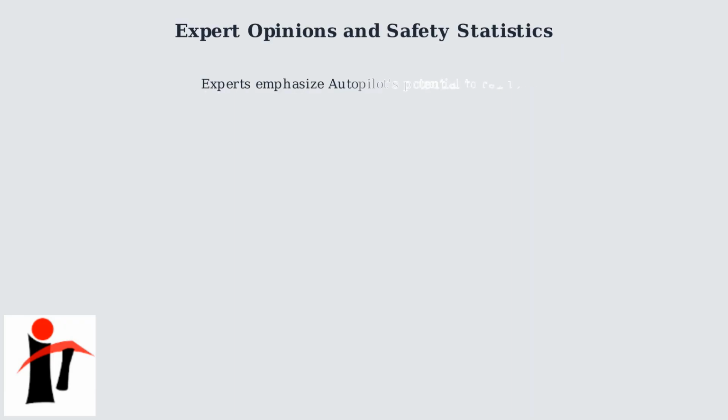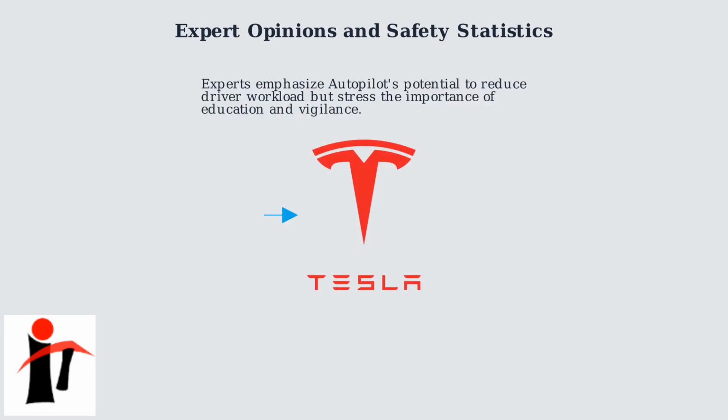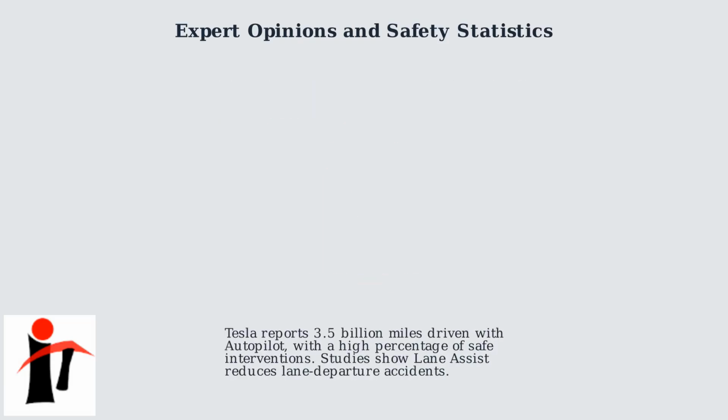Experts from organizations like AAA and SAE International emphasize Autopilot's potential to reduce driver workload, but they stress the importance of education and vigilance to prevent over-reliance. Tesla reports over 3.5 billion miles driven with Autopilot engaged, with a high percentage of these interventions being safe and uneventful. Independent studies have shown that lane assist can reduce lane departure accidents by up to 25% in Tesla vehicles.